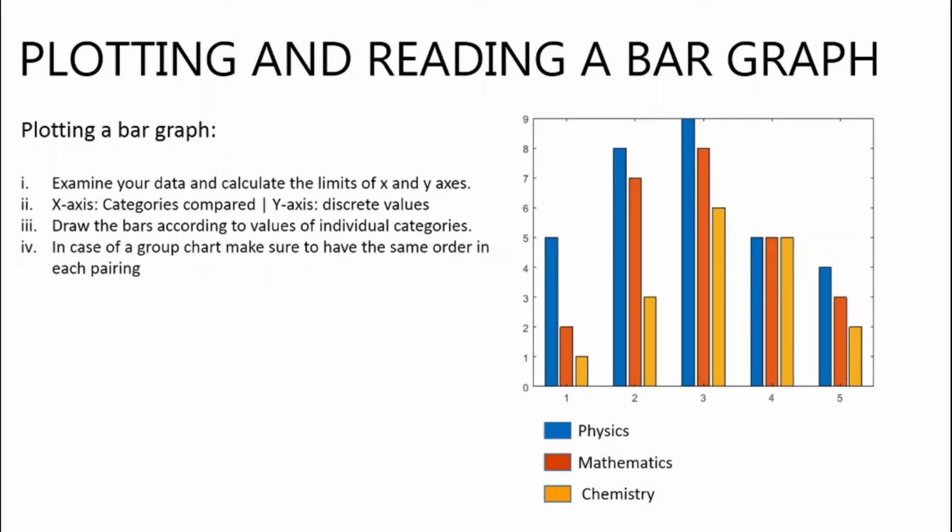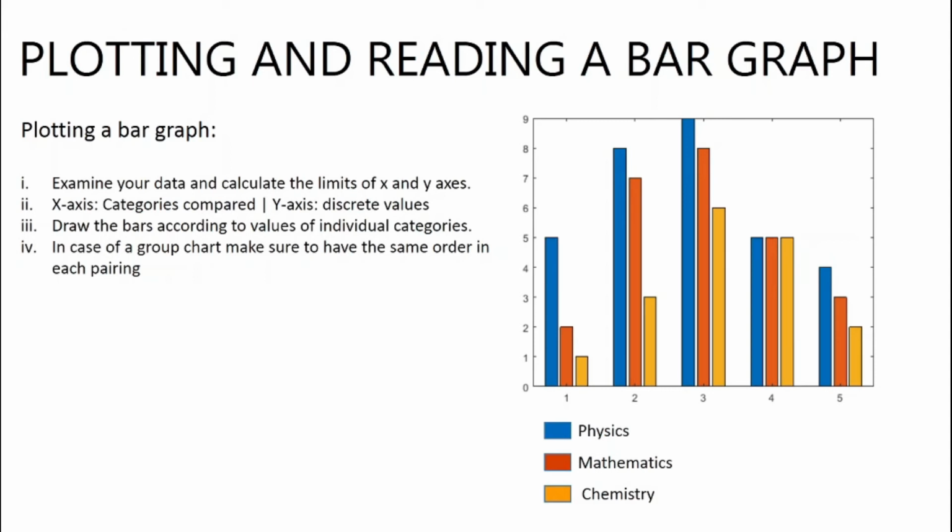Plotting a bar graph, you have to keep in mind these four points. First is to examine data and calculate the limits of the x and y axis. What I mean by limits is the maximum values the x-axis would go and the maximum values the y-axis would go. Next is to label the x-axis as the categories compared and the y-axis as the discrete values. A bar graph can only be used to represent discrete values and categorical variables.